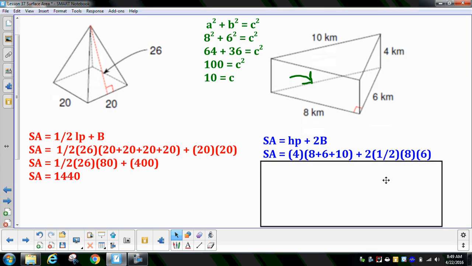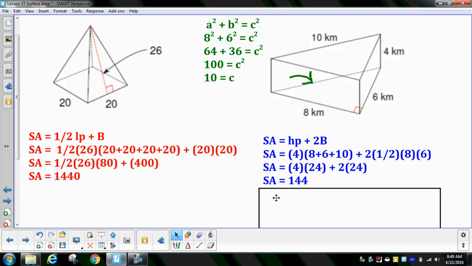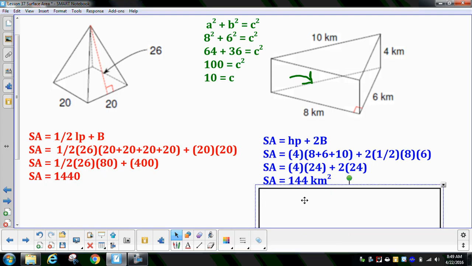And now I just need to simplify. So the area of the base is 24. The perimeter, just by chance, is also 24. And when we simplify, we get 144, and I will call that kilometers squared. Since it's area, the final answer's dimensions are squared.